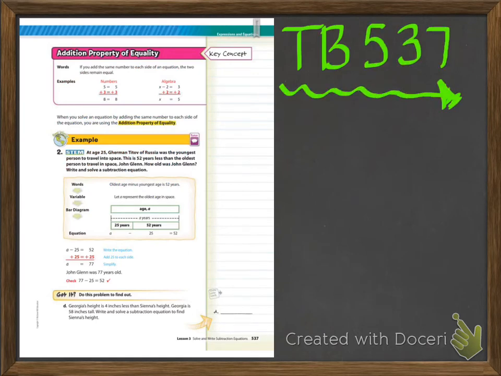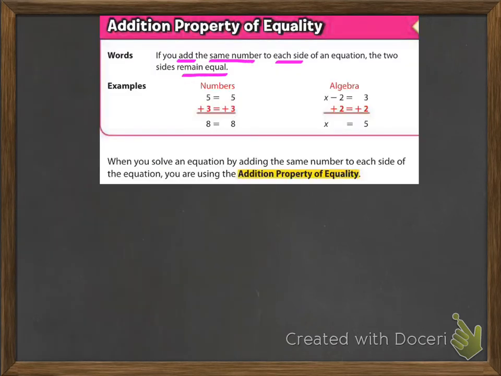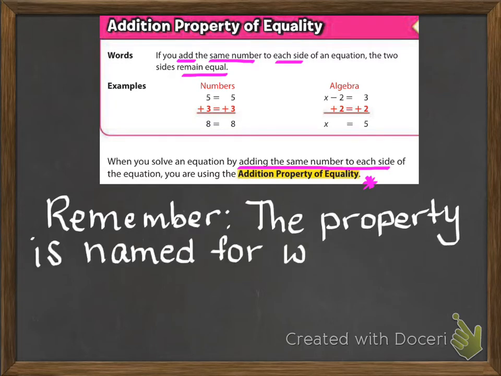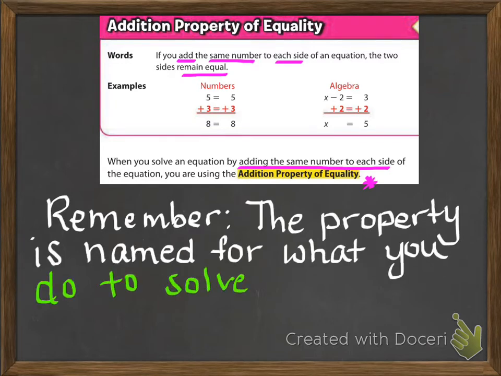Now we're looking at textbook page 537. So let's see what we have here on this page. It says if you add the same number to each side of an equation, the two sides remain equal. This looks a whole lot like our subtraction property of equality. What you really want to note here, and the most common mistake that's going to be made on the vocabulary test and even in just the question and answer sessions in class, is that you're going to look at it and think, oh, the addition property of equality applies to addition equations, and that's incorrect. The property is named for what you're doing to the equation. So what that means is this has to be a subtraction problem in order to apply the addition property of equality.